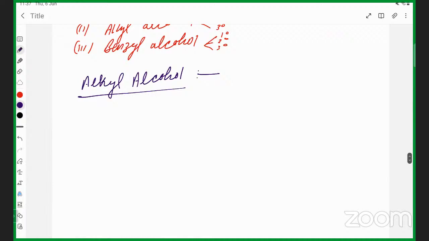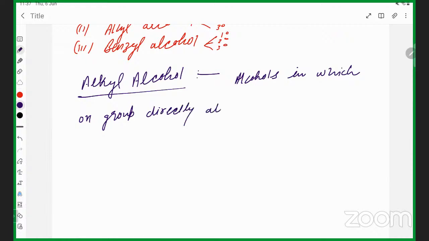Alkyl alcohol. It is the same classification as what we did in alkyl halide. So what was the alkyl halide? Any idea about that? Sir, alcohol with an alkyl group that has an attached OH group. So alcohols in which the OH group is directly attached to an sp3 hybrid carbon. Like what is there?